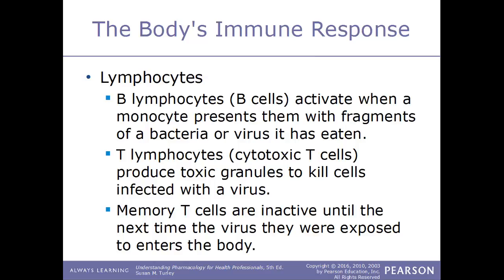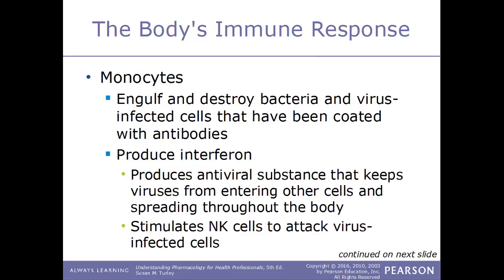A particular type of T cell called killer T cells, or cytotoxic T cells, will produce toxic granules that will kill cells that are already infected with a virus. This way they can't reproduce and release more viruses to the body. Memory T cells are inactive until the next time the virus they are exposed to enters the body. Another type of white blood cell is the monocyte, and these are the largest white blood cells.